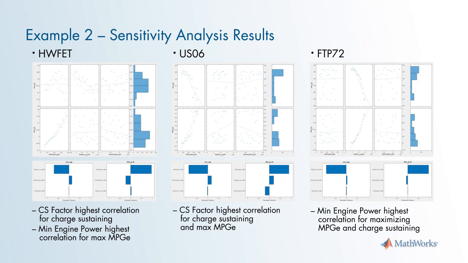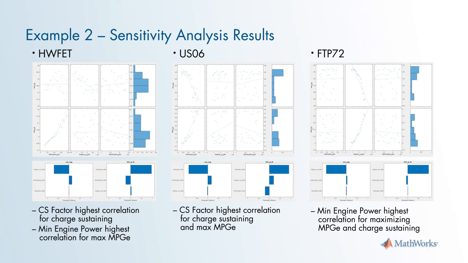After the sensitivity analysis is complete, you can view the scatter plot results. Note that when maximizing a signal like we did with the MPGE, the results will end up with a negative sign. The scatter plots show the cost function value as a function of each parameter, the cost functions being the miles per gallon equivalent and the state of charge greater than 59%.